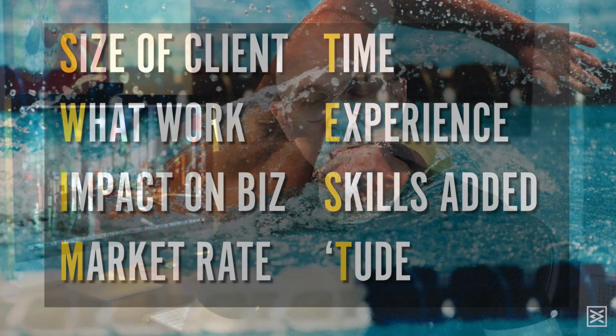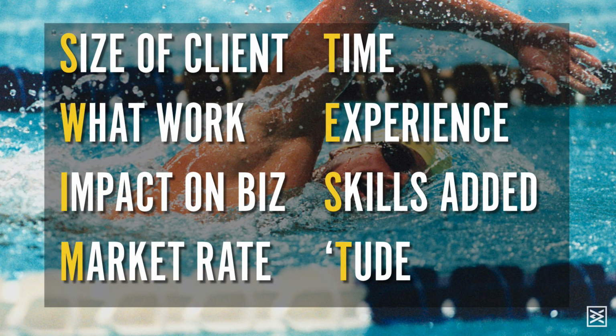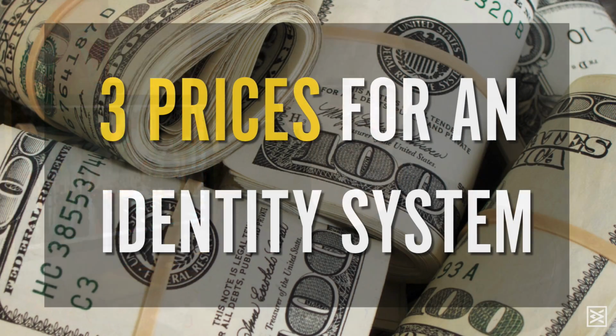Okay, so now what I'm going to do is I'm going to use SWIMTEST across 3 different projects and show you how those criteria can affect the price of a project. So let's start with a logo project. And we're going to use that logo project across a large company, a medium-sized company, and a small company or entrepreneur. Example number 1 is doing a logo for a large company.